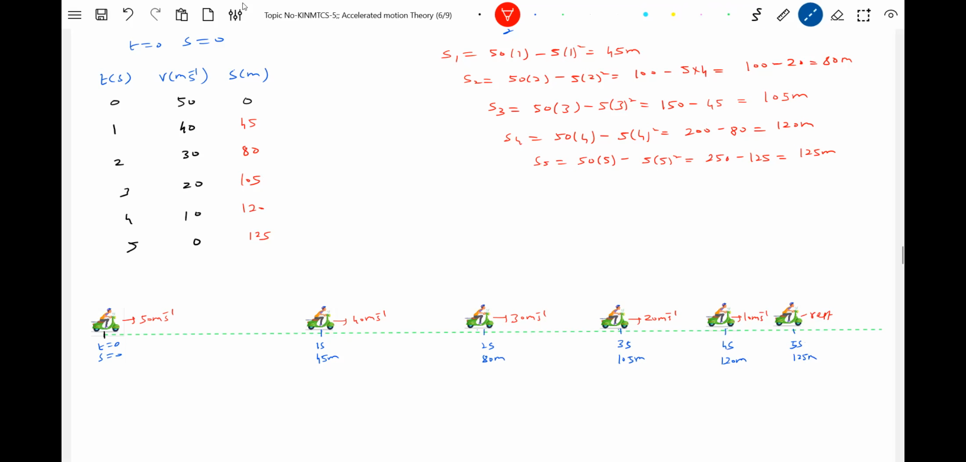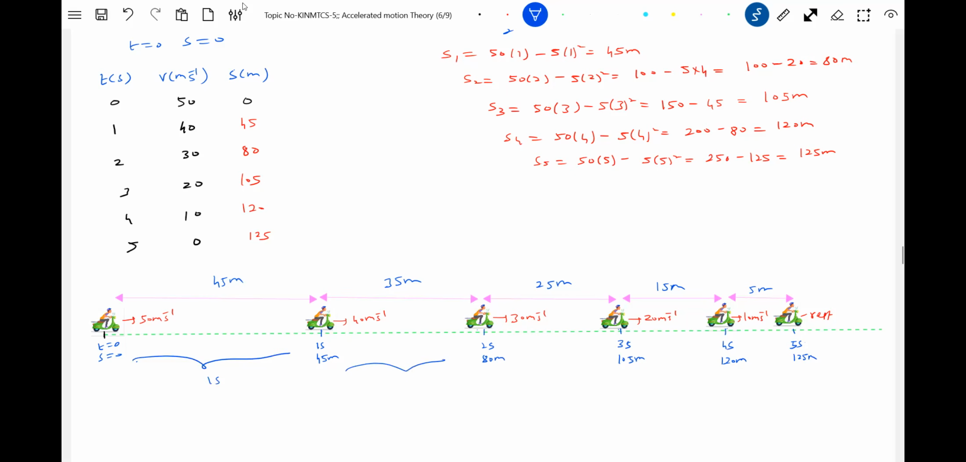Whatever the distance covered in equal intervals of time, we'll see. What distances you will move. Here you will move a distance of 45 meters. Next 35 meters, 25 meters, 15 meters, 5 meters. And what is the time interval? 1 second only. The time interval is the same, 1 second. Okay, I think this will be very, very important for any student.